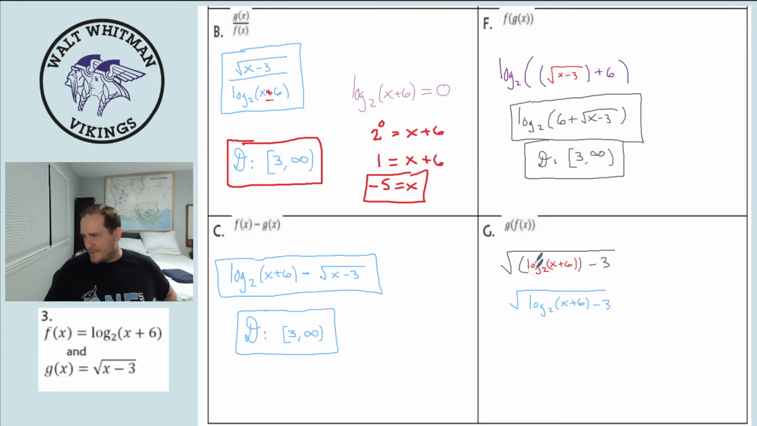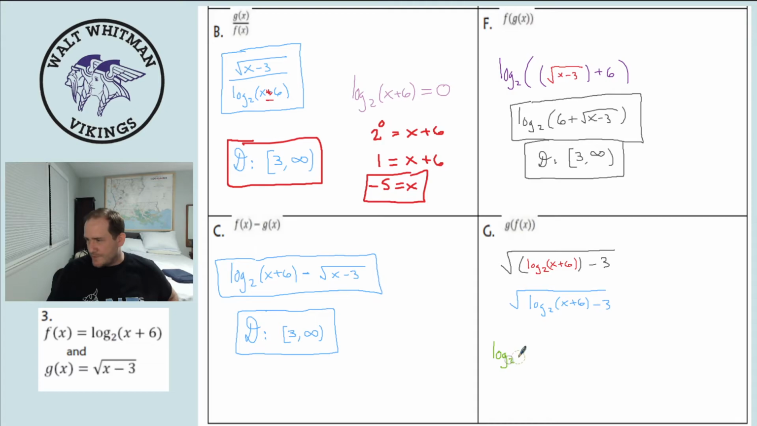So what's our domain going to be? Well, I guess I said that we want to make sure that the thing we're taking the square root of is never negative. That means taking this entire log equation and trying to solve it. So that's what we're going to do.